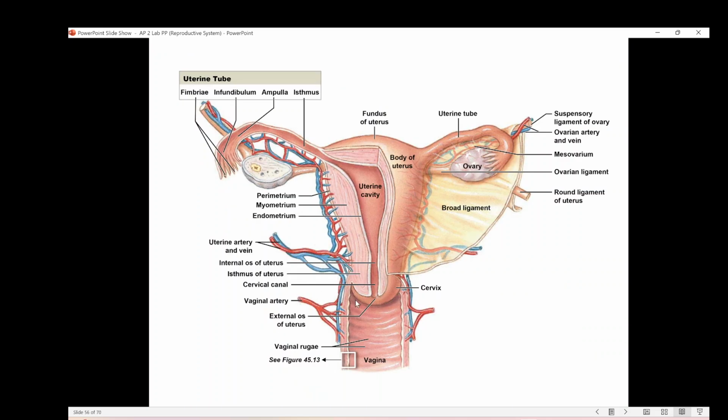Now, a couple parts of the cervix I'd like you to know. This little opening right here is going to be the external os, right? Os means opening. Then there's a little canal right here within the cervix. This is going to be the cervical canal. And then there's another opening here that's going to lead into the uterine cavity. That's the internal os. External os, cervical canal, internal os. And again, you can see the cervix projecting a little bit down into the vaginal canal over here.